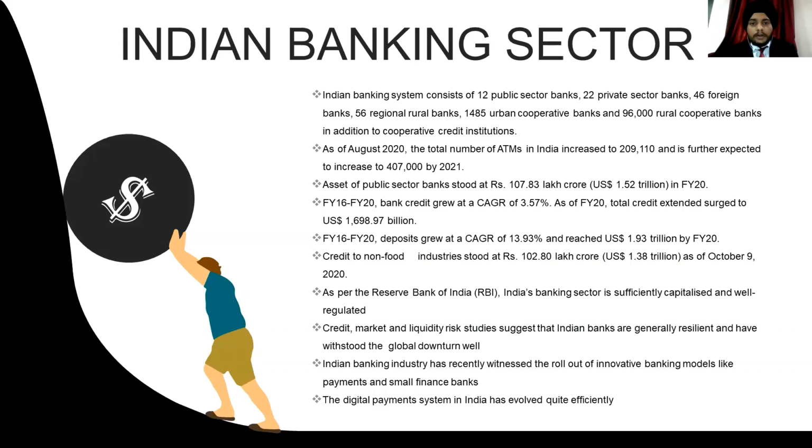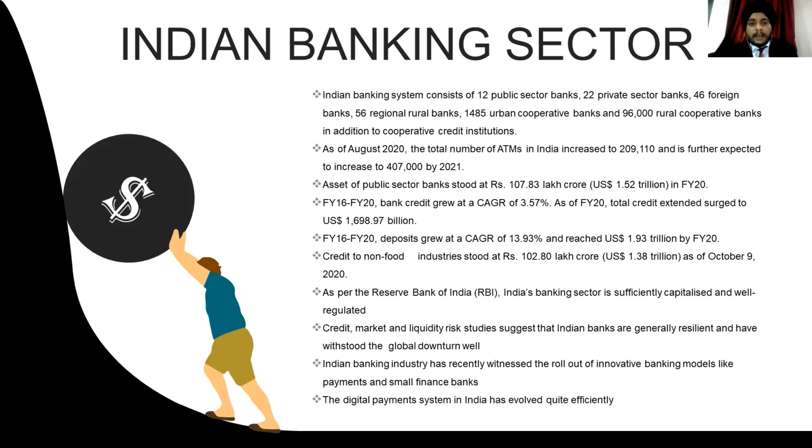Now let us talk about Indian banking sector. The Indian banking system consists of 12 public sector banks, 22 private sector banks, 46 foreign banks, 56 regional rural banks, 1,485 urban cooperative banks, and 96,000 rural cooperative banks in addition to the cooperative credit institutions. As of August 2020, the total number of ATMs in India increased to 2 lakhs and is further expected to increase to 4 lakhs by 2021.